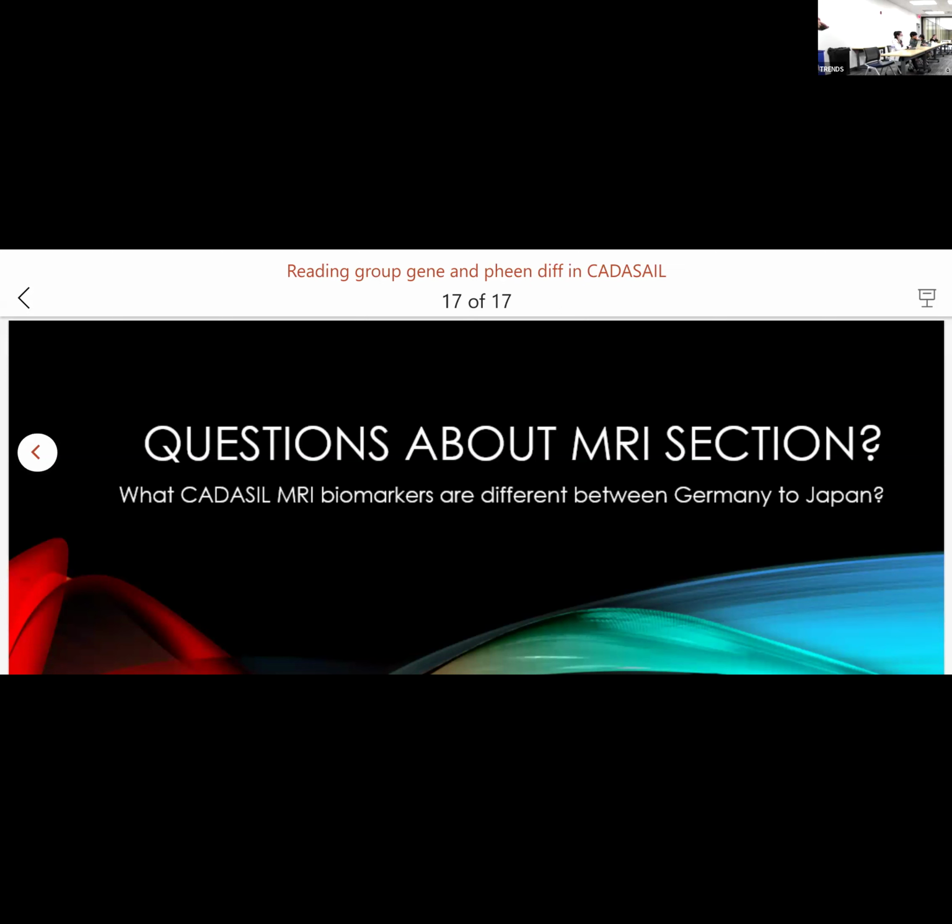One question I had is what CADASIL MRI biomarkers are different between Germany and Japan? Yeah, so there is a lower frequency of white matter hyperintensities in the Asian population. Also, the disease severity is increased much more in Japan, which could imply that the isolated nature of the islands themselves created an adverse effect, an accumulation of recessive genes that probably produced a more severe disease.